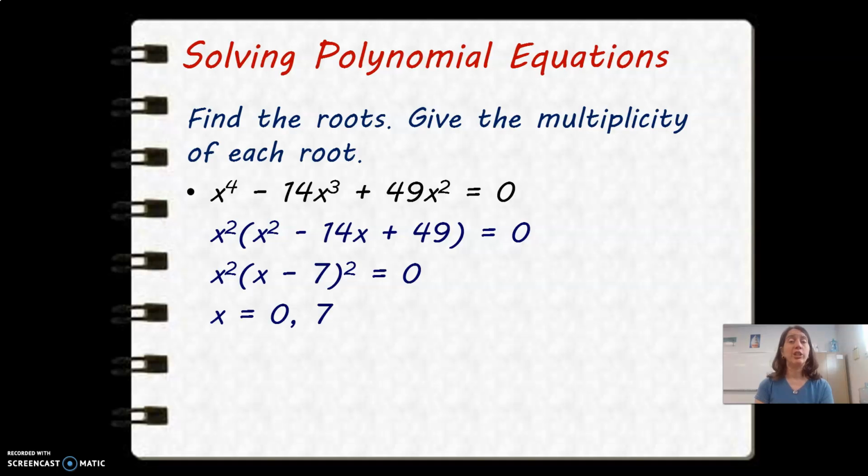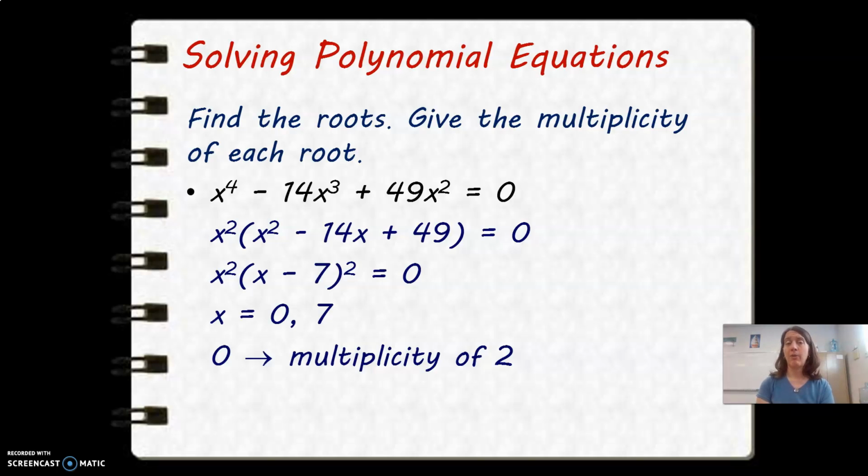The other two answers are because of the exponents that we had as we were doing our factoring. Well, the first factor said x squared. So that means whatever answer I get for x over there, which was 0, shows up twice. That means my 0 has a multiplicity of 2. It showed up twice because that factor showed up twice in my question. The other answer came from where it said x minus 7 squared.